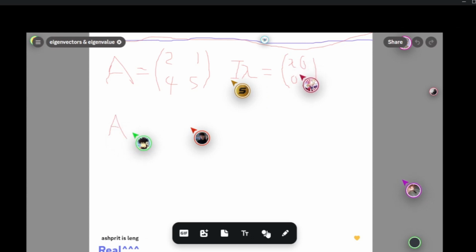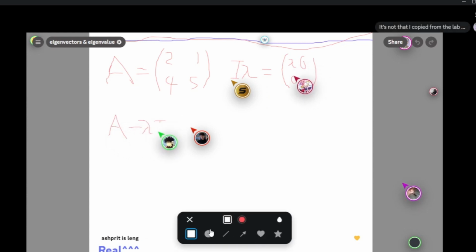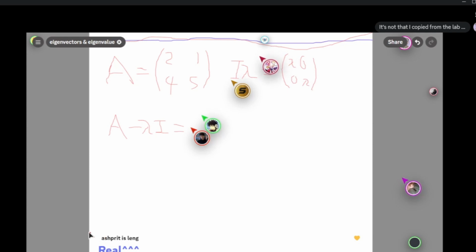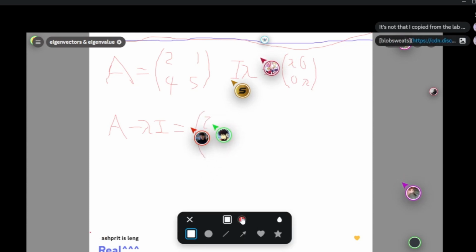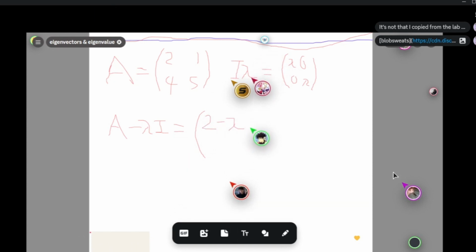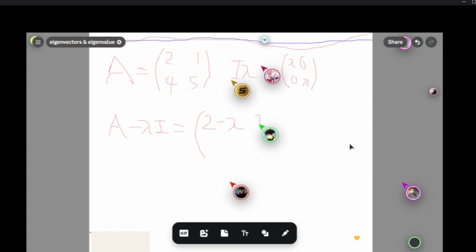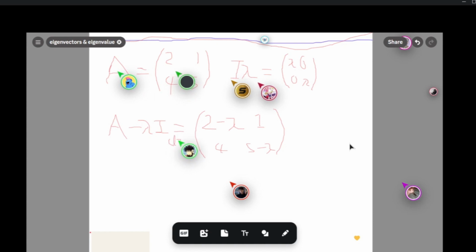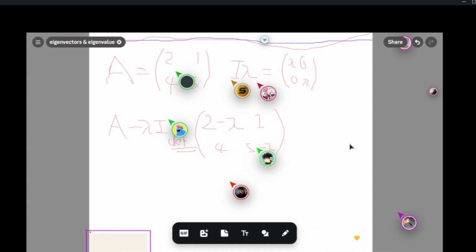So A minus all that would be 2, that looks like a Z. 2 minus lambda, 1, and 4, 5 minus lambda. And don't forget we have to get the determinant. I should probably have said that. But yeah, this is the part we're doing now.